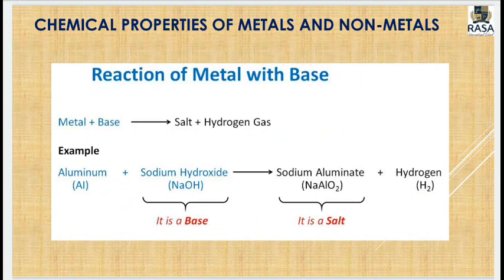Here now we discuss the chemical property of metal with base. So metals also react with base to form salt and hydrogen gas. So here the metal is aluminium and the base is sodium hydroxide, that is NaOH, and the salt which is formed is sodium meta-aluminate. Now this salt has been formed, and along with it the hydrogen gas is also there. So aluminium plus sodium hydroxide leads to the formation of sodium salt, that is sodium aluminate, plus hydrogen gas.